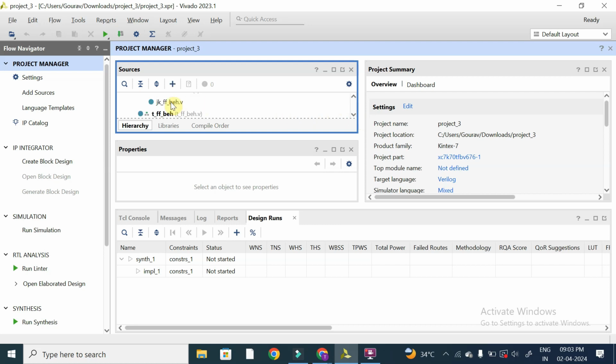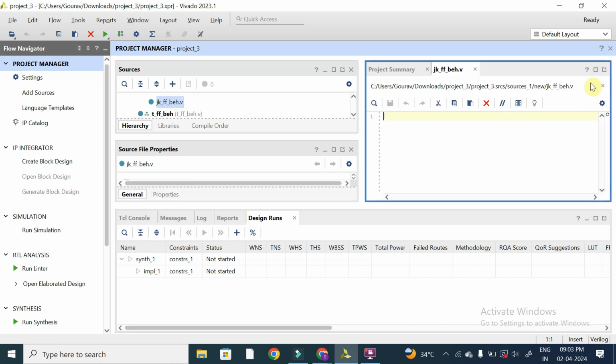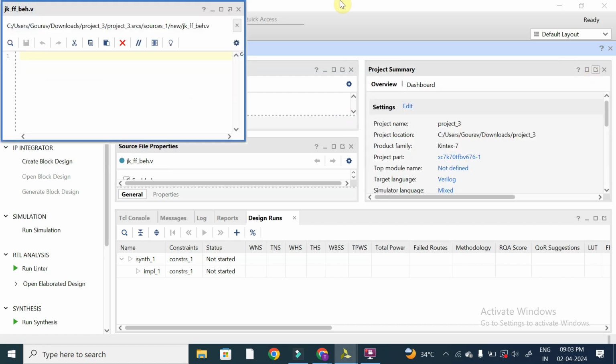So we'll start with our JK flip-flop. So I've created a file for JK flip-flop.